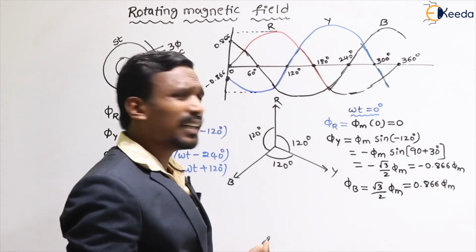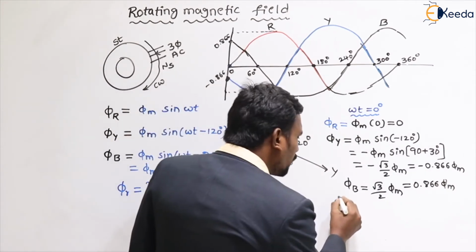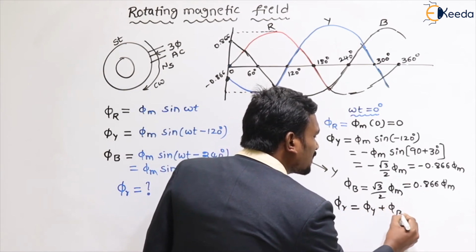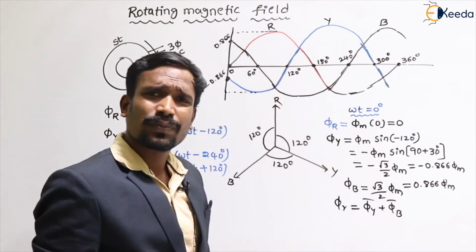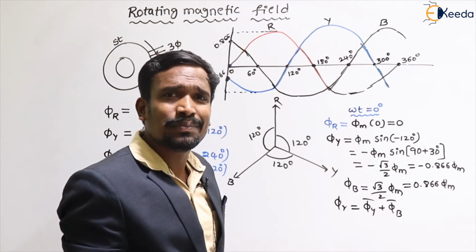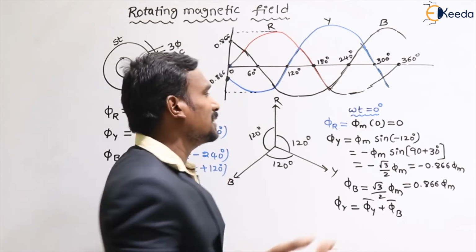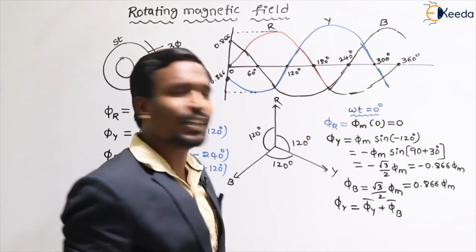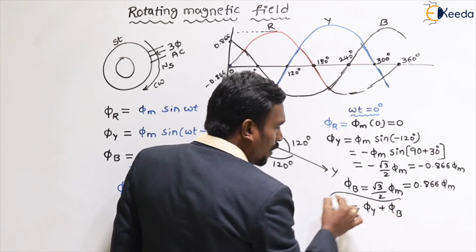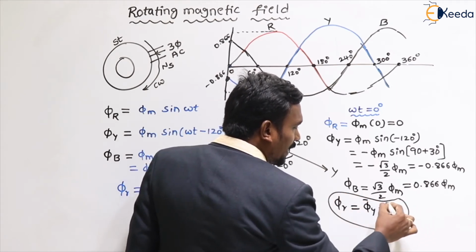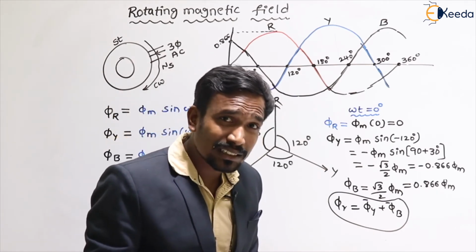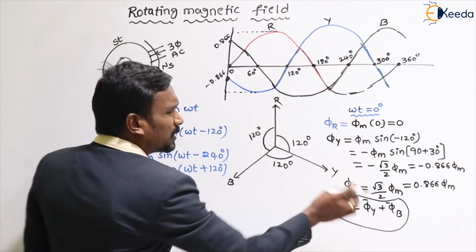So now, what is the resultant flux? The resultant flux is the vector sum of the Y phase and B phase. That's enough, yes or no? Because the R phase is 0, to find the sum of the fluxes there is no need to add it. This is already 0. So I am going to add only these two fluxes, phi y and phi b. Then we can get the resultant flux. Are you okay, guys? This is the first one you have to remember.